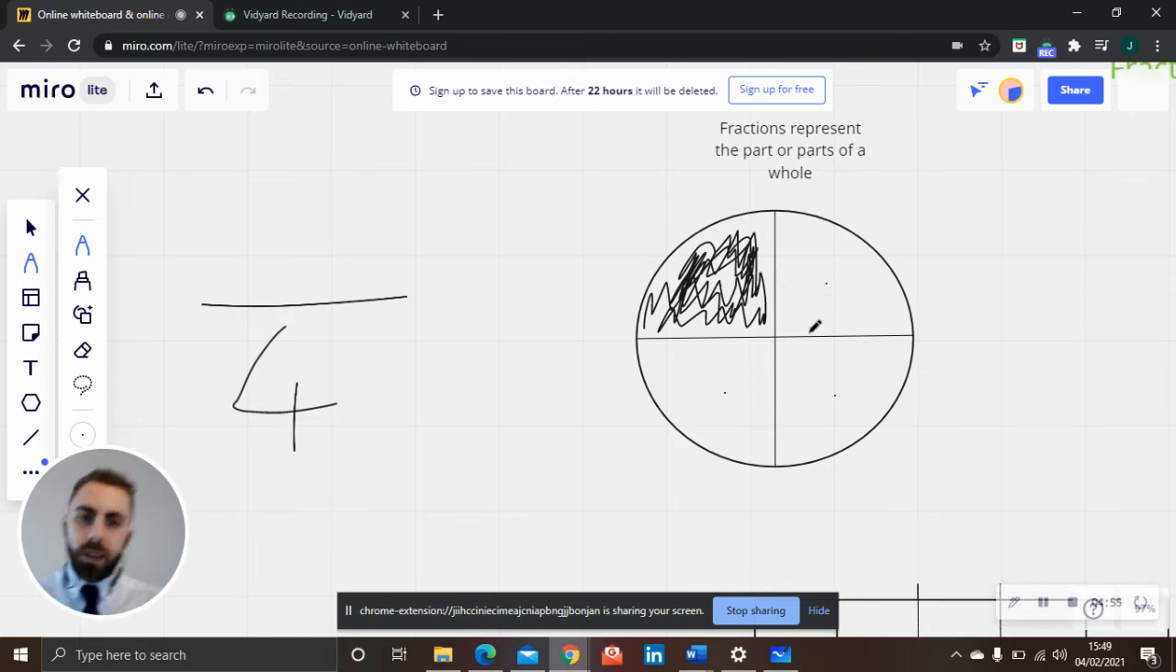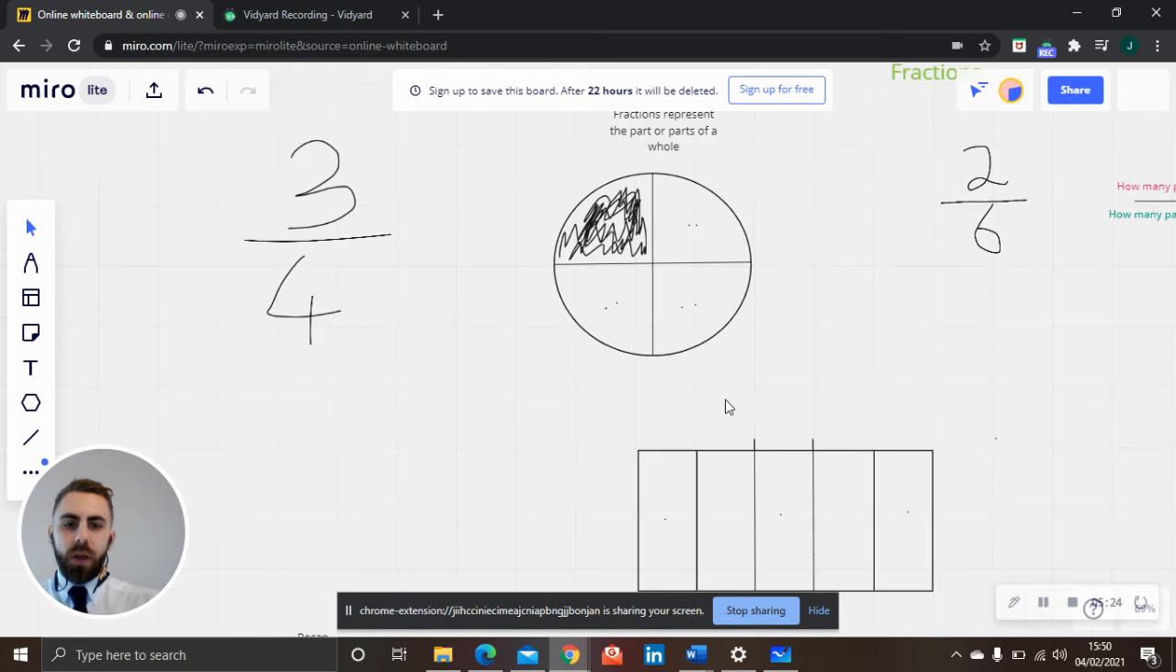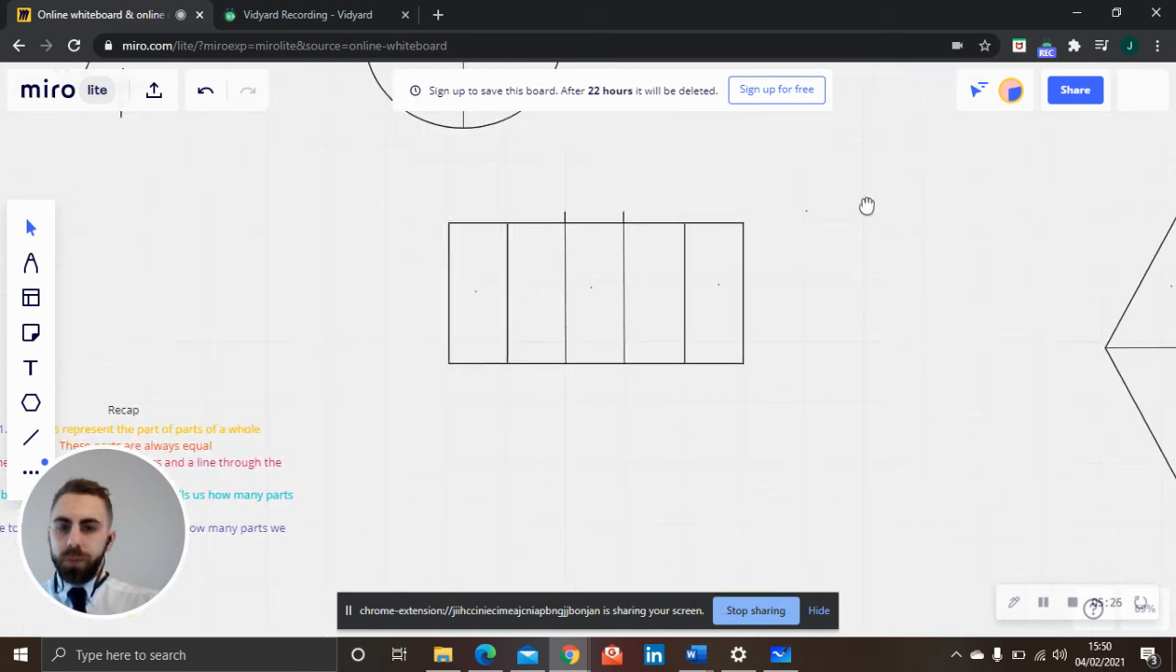slices to our pizza. Okay, and now we've given one away to Miss Myers. Okay, we've given 1 piece away to Miss Myers. So how many pieces have we got left? So how many pieces have we got left in our pizza? So 1, 2, 3. And that is our numerator. Okay, so we've got 3 out of 4 pieces left. Amazing. So let's go to another example.